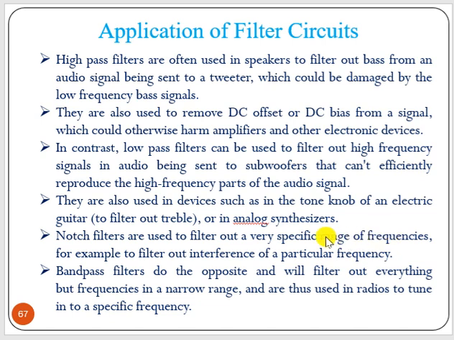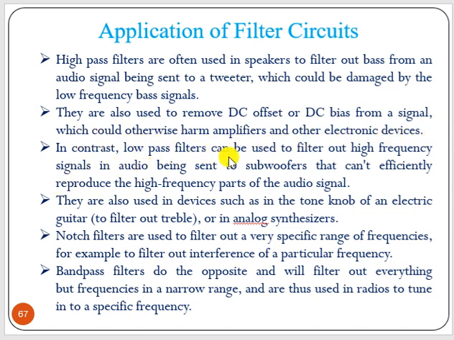Now let me say some applications of filter circuits. There are lots of applications; I'm just telling you one or two points. High pass filters are often used in speakers to filter out bass from an audio signal being sent to the tweeter, which could be damaged by the low frequency bass signal. They are also used to remove DC offset or DC bias from a signal, where DC offset means 1 hertz, 2 hertz frequency. That means we have to use a high pass filter to remove that, which could otherwise harm amplifiers and other electronic devices.